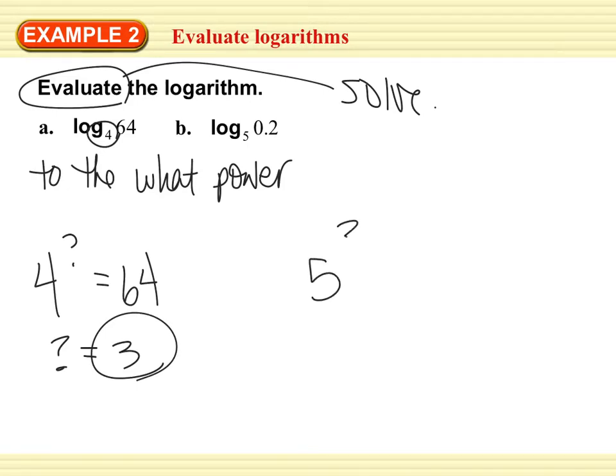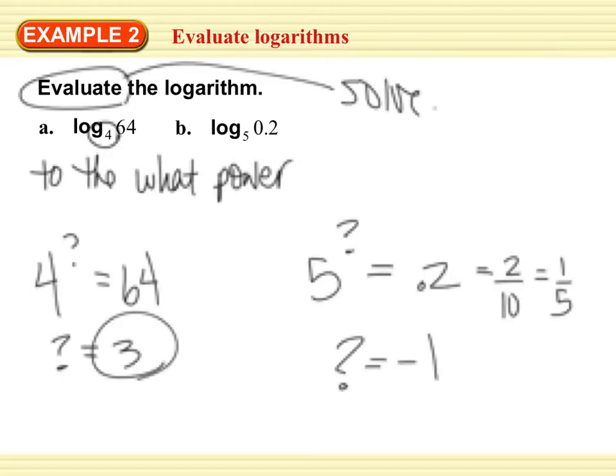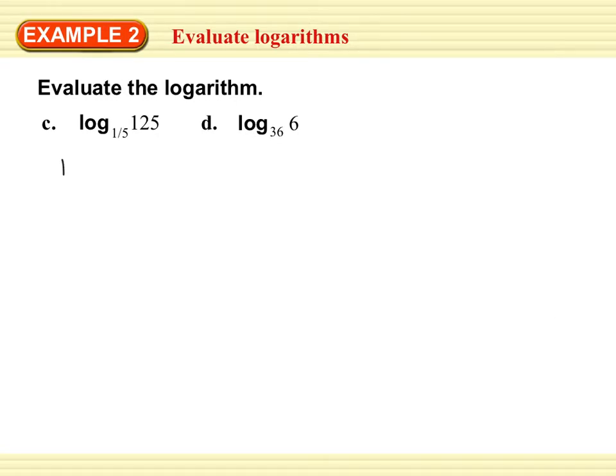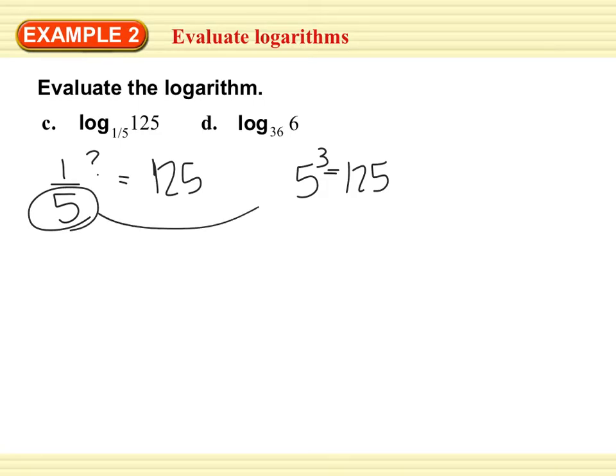Or 5 to the what power equals 0.2. Well, 0.2 is 2/10, which is 1/5. So my what power has to be a -1 to put that 5 in the denominator spot. Okay, more what powers. 1/5 to the what power equals 125. Well, I need that 5 to move to the numerator, so it has to be a negative. And then 5 to the 3rd power? Yep, to the 3rd power is 125. So 5 to the 3rd power equals 125, but I have to move this to the numerator, so that has to be a negative. So my what power equals -3.